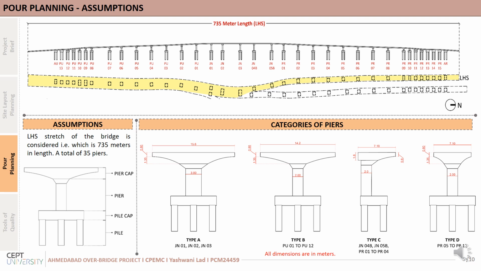Next topic is the pour planning. We limited the scope to 35 piers, that is the LHS stretch, for pour planning, where we have 4 different categories of piers: A, B, C and D. Further, we bifurcated the pours as per elements, that is pile, pile cap, pier and pier cap.